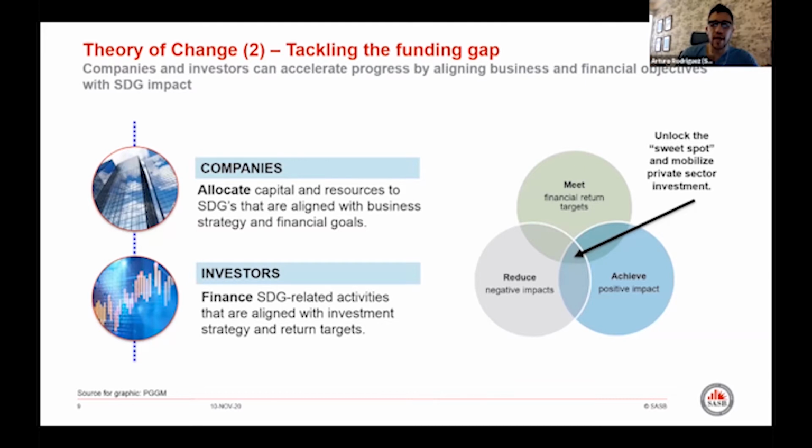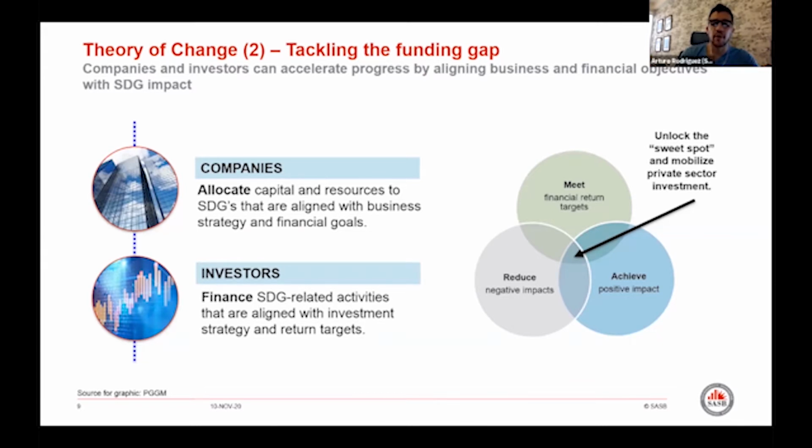And given SASB's financial materiality lens and focus on enterprise value creation, there's also probably an overlap to meet financial return targets. So this is a way for companies to allocate capital and resources on the SDGs that are aligned with their business strategy and financial goals and activities that are important and key to enterprise value creation. And for investors, it's a way to finance SDG-related activities that are also aligned with investment strategies and return targets.